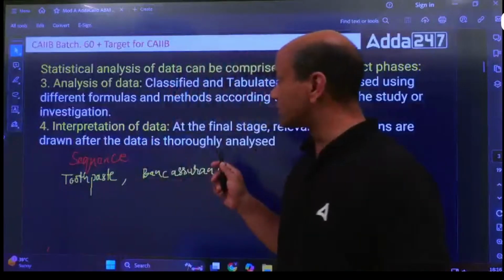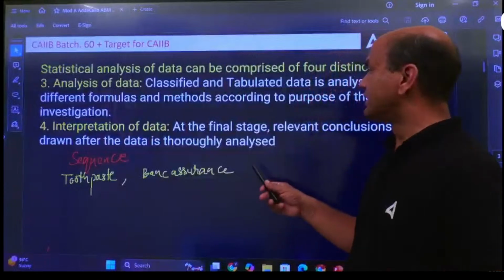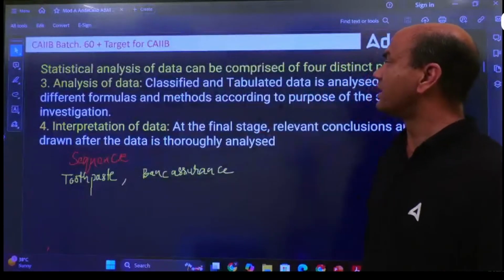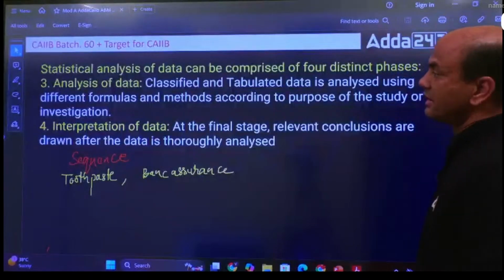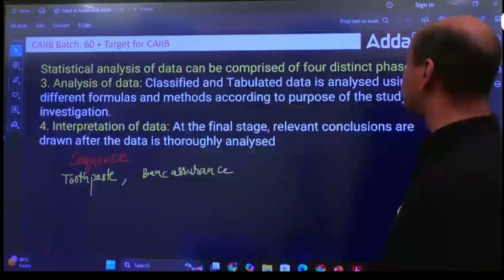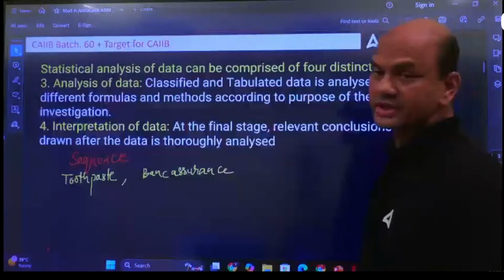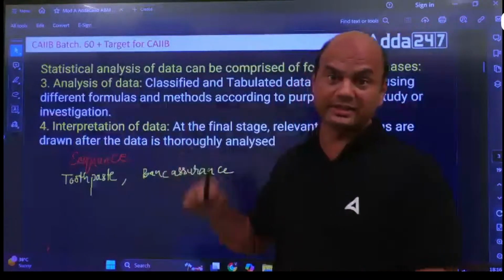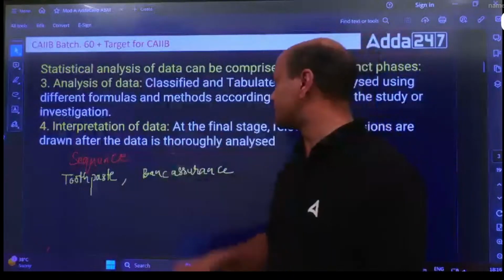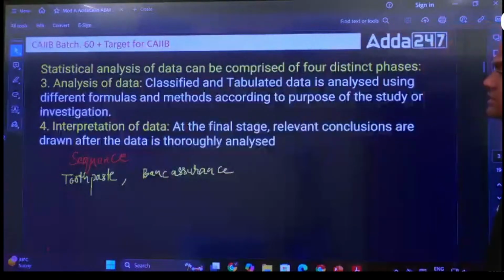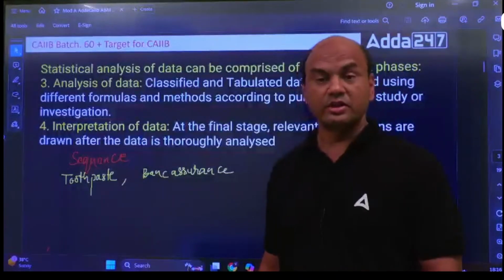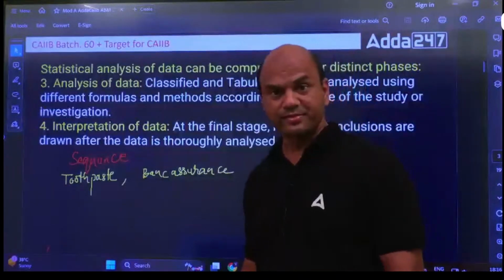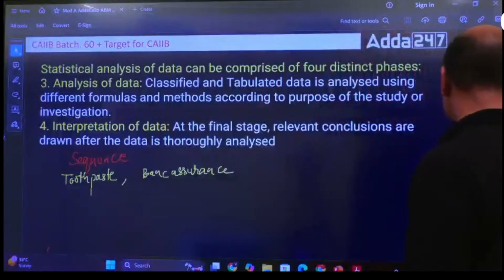Okay. So what are the 4 stages? Again, remember here. Analysis of data: classified and tabulated data is analyzed using different formulas and methods according to the purpose of study or investigation. Right? It is analyzed. And last one is interpretation. At the final stage, relevant conclusions are drawn after the data is thoroughly analyzed. So conclusions are drawn. Okay? Got it? Next.